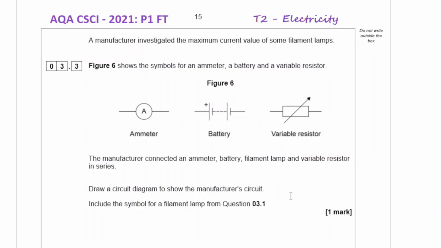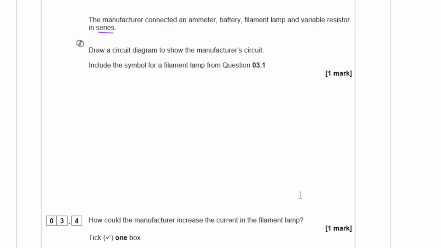A manufacturer investigated the maximum current value for some filament lamps. Figure 6 shows the symbols for an ammeter, a battery, and a variable resistor. The manufacturer connected an ammeter, battery, filament lamp, and variable resistor in series. Draw a circuit diagram to show the manufacturer's circuit. Include the symbol for a filament lamp from question 3.1. So it's only 1 mark. So let's start off with the battery.